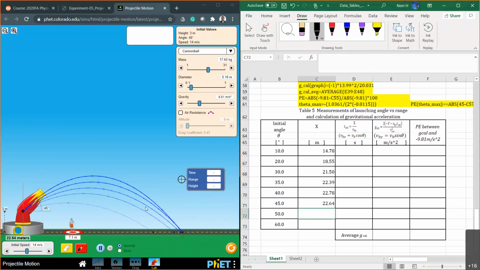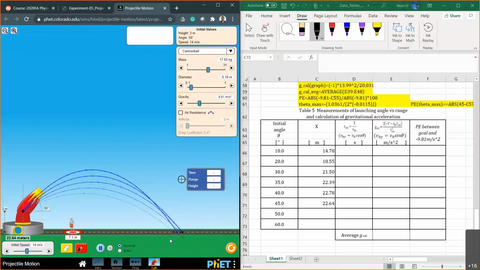22.63, 22.64. Keep the path. Let's change the angle to 50 and then resend that. Now you can see it decreases more and more. So now for sure, after 45, it is definitely not going to be the maximum point. However, the maximum angle may not be 45. It's going to be very close to that.